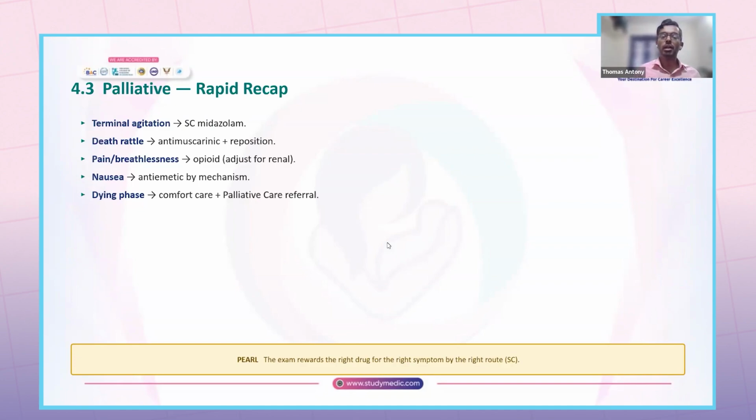So again, a rapid revision. For terminal agitation in the case of sepsis, midazolam we can administer. Death rattle, that means excessive secretions, we have to give antimuscarinic agents and reposition the patient. Pain or breathlessness, opioid. Then nausea, antiemetic by mechanism. Dying phase, comfort care, palliative care referral.